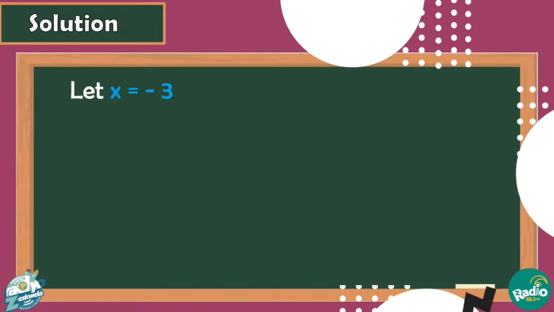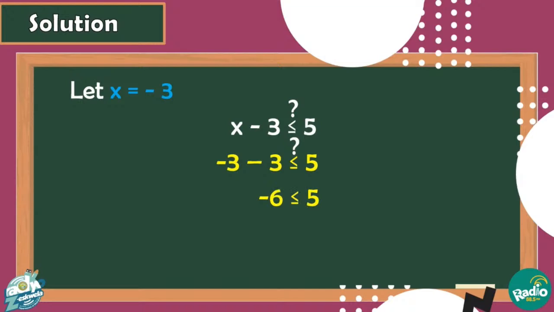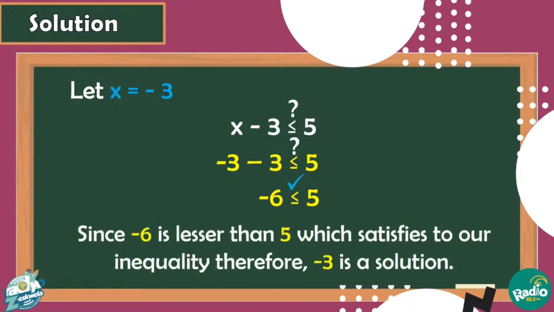How about x is equal to negative 3? Using our given inequality, substitute the value of x, which is negative 3. It will become negative 3 minus 3 is lesser than or equal to 5. By simplifying, we got negative 6 is lesser than or equal to 5. Is this true? Since negative 6 is lesser than 5, which satisfies our inequality, therefore, negative 3 is a solution.